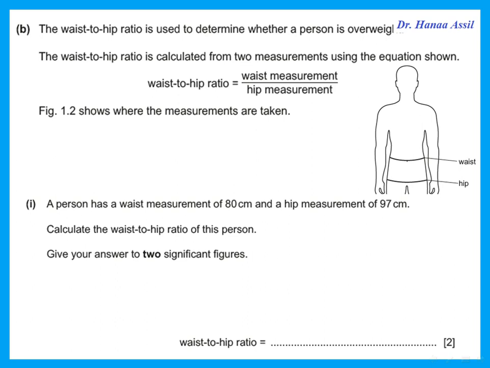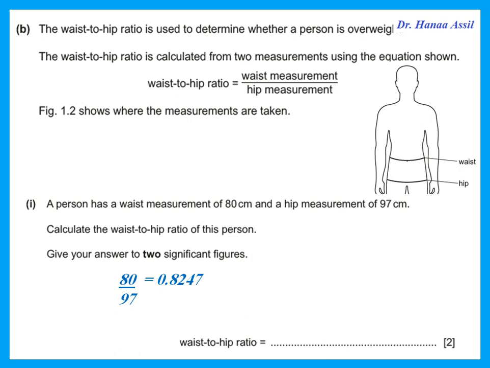A person has a waist measurement of 80, a hip measurement of 97 centimeters. Calculate the waist to hip ratio of this person and give your answer to two significant figures. So of course he gives me the numbers. I just put it into the equation, the waist over the hip. This comes out to be 0.8247.